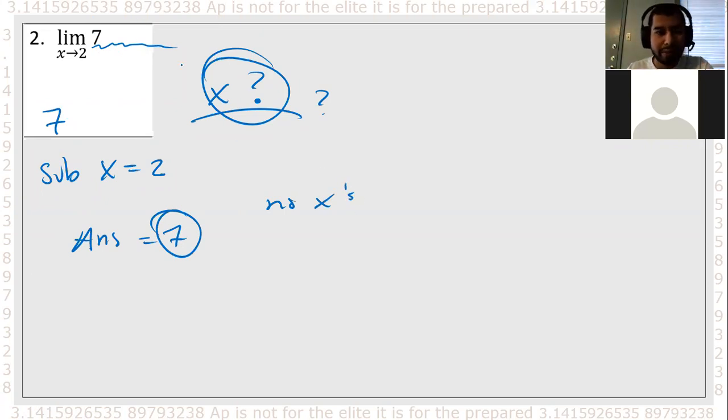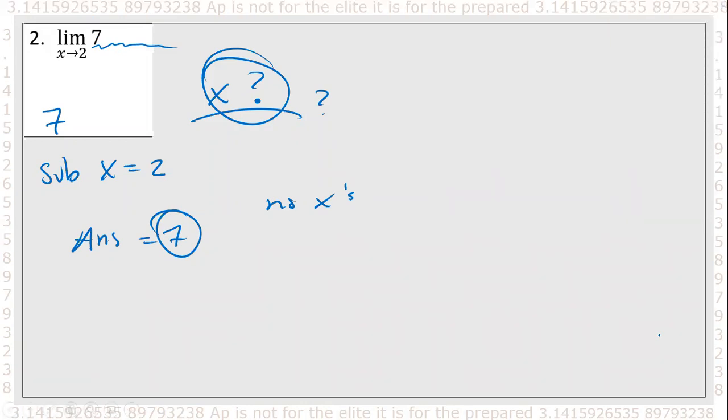Is that okay with everyone? Yes, no? It sounds easy, but usually in class I would look at your faces and then I would say, oh snap, they are lost, or oh snap, they got it. But it's a little tough to see. Okay, so our answer is 7 because there's no x's here, right? There's nothing for me to substitute.